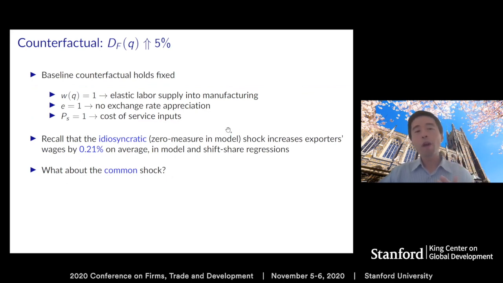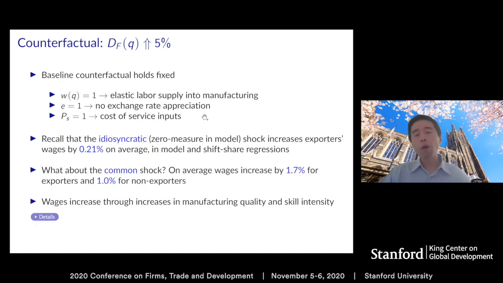Okay, once we get them all together, we are ready to do our final counterfactual. So far we've been looking at what happens if there was a common demand shifter change of about 5% to all the firms, and what comes back into this equilibrium structure, right? I think this is a pretty natural thing to do, because remember that when we were looking at the idiosyncratic shock to individual exporters, we see a wage change around 0.1, 0.2% on average, in the model and in the shift-share regression. So this is without any equilibrium amplification effect, right?